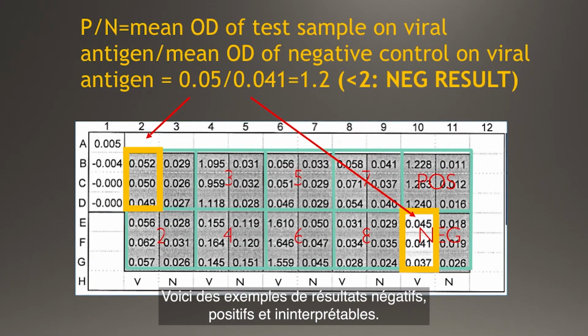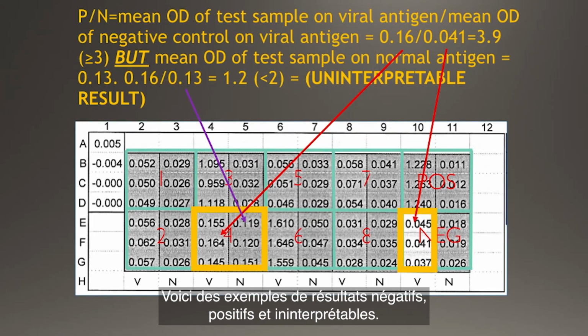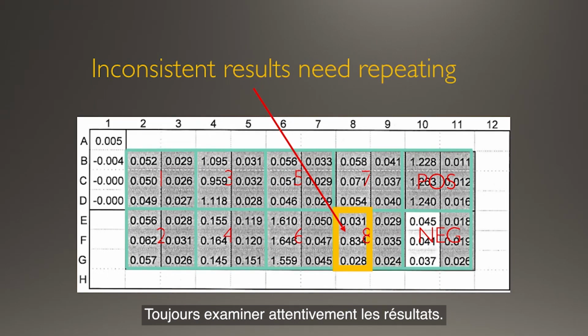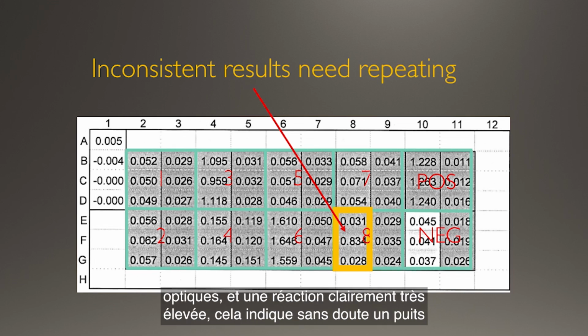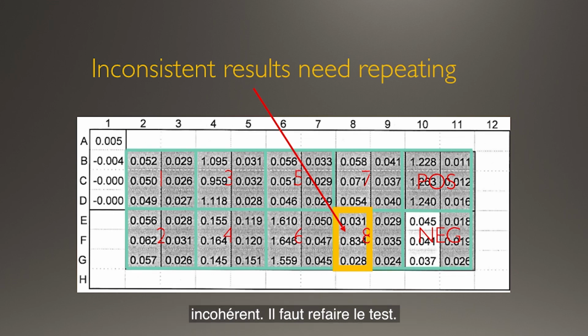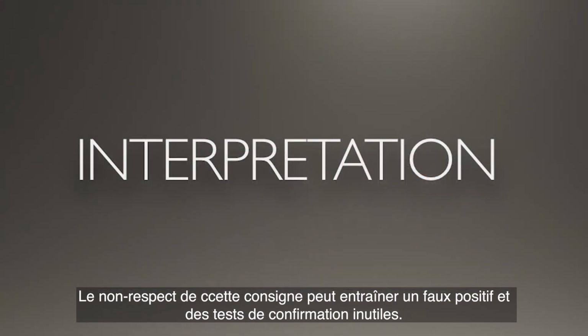Here are examples of negative, positive, and uninterpretable results. Always examine the results closely. If a sample has, for example, 2 viral antigen reactions with low optical densities and one that is clearly very high, this likely indicates an inconsistent well, and you should repeat the sample. Failure to do so may result in a false positive and unnecessary confirmatory testing.